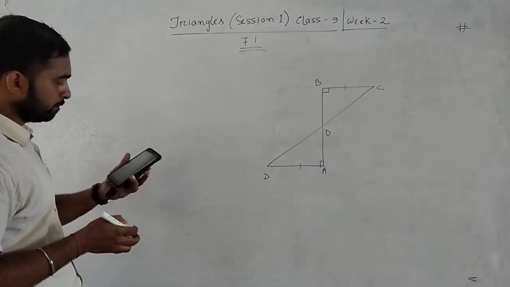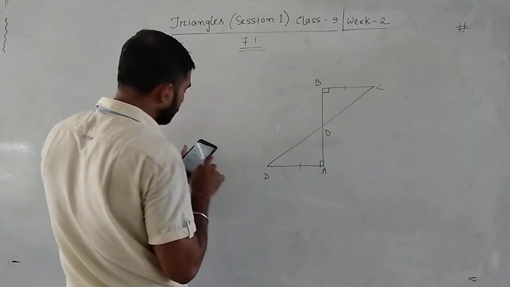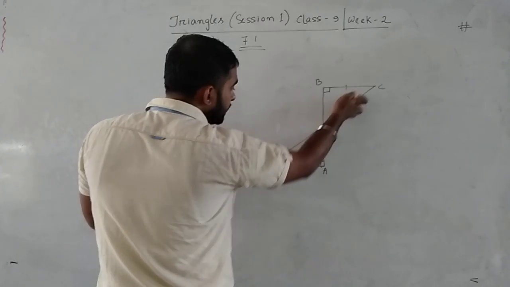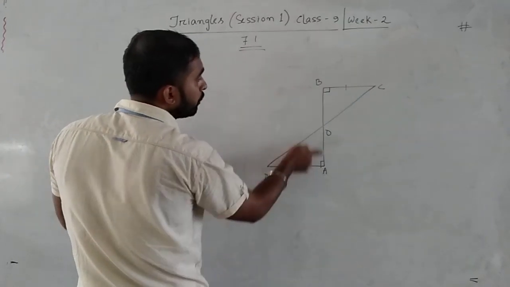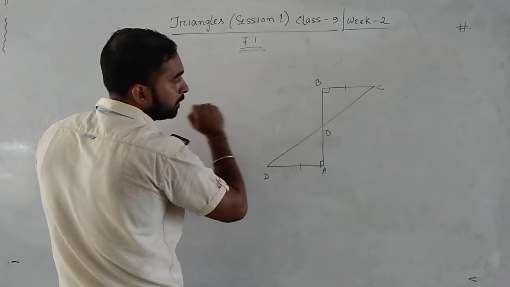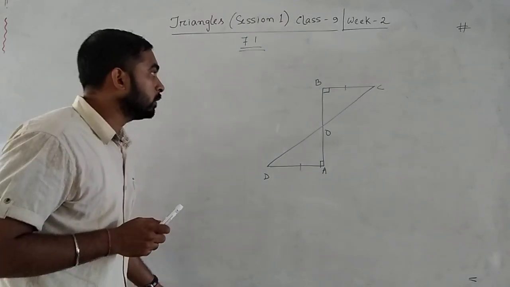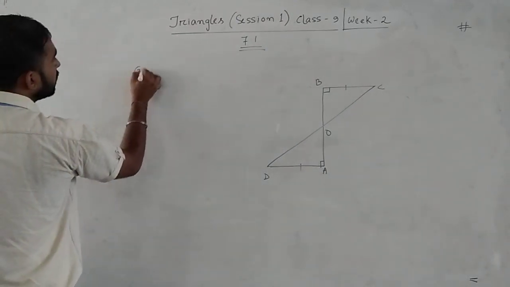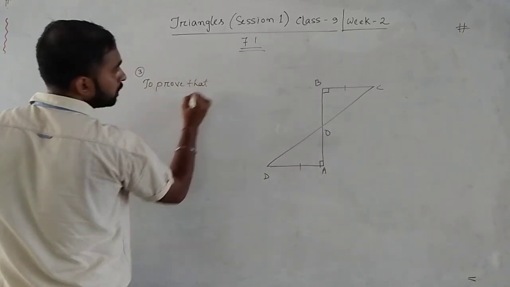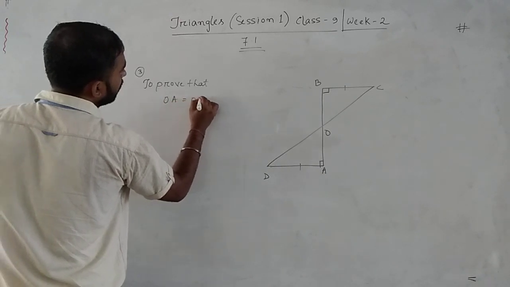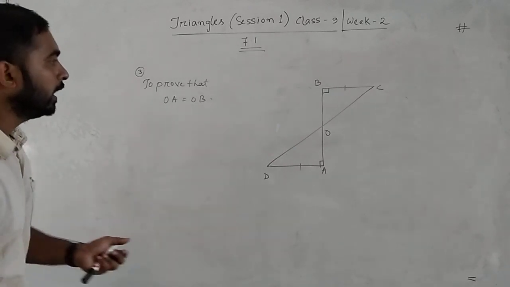Okay, now in this question see, these two angles are 90, these two sides are equal. Prove that CD bisect AB, means this line CD bisect AB, means O is the midpoint of AB. We have to prove that O is the midpoint of AB. It means we have to prove that OB equal to OA. Now in this question what we have to prove? In question number 3, to prove that OA equal OB. Then you can say that CD bisect AB.